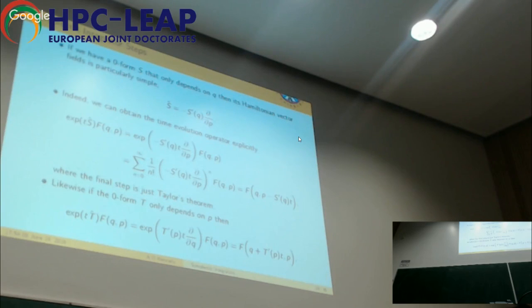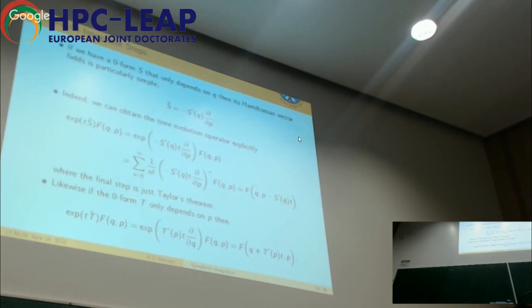Because S only depends on Q, we can actually explicitly compute the time evolution operator for a finite time t. We'll formally call this evolution operator the exponential of t times S hat. This is a formal exponential, which we define just by its power series. It's not a path-ordered exponential, it's just an ordinary exponential, but of a differential operator. We define it by its Taylor expansion in the usual way. So we take this operator e to the t S hat, and we apply it to some zero form on phase space, f of q and p.